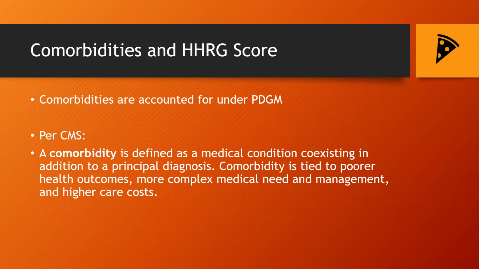So fortunately, per CMS, they consider a comorbidity being defined as a medical condition coexisting in addition to a principal diagnosis. It's tied to poorer health outcomes, more complex medical needs and management, and higher healthcare costs. We know that. We've seen this all along in our practices, but it's really nice that finally CMS is recognizing this and factoring it in to the HERC score, to the reimbursement rate.